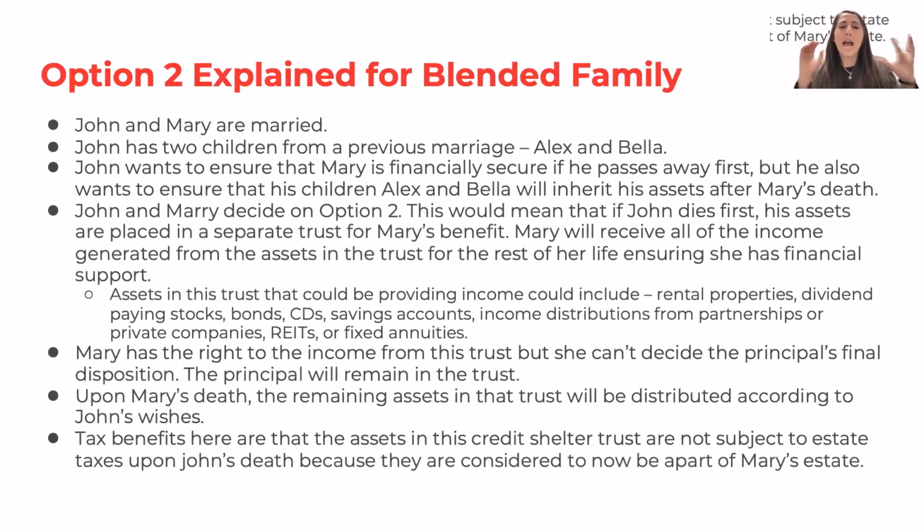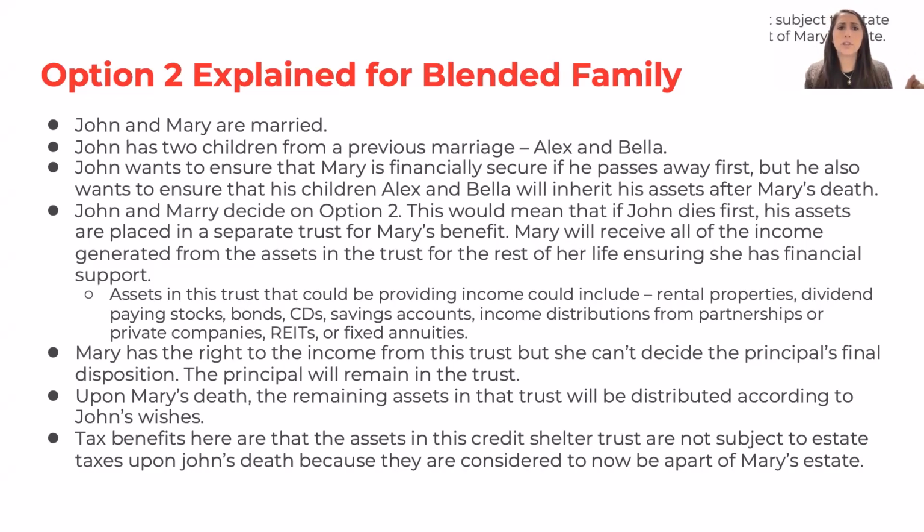So how this would work in a blended family situation, right? John and Mary are married. John has 2 children from a previous marriage, Alex and Bella. And John wants to make sure that Mary, his wife, is financially secure if he passes away first. But he also wants to ensure that his children, Alex and Bella, will inherit his assets after Mary dies. So they choose option number 2, which means that if John dies first, his assets are placed in a separate trust for Mary's benefit. Mary will receive all of the income generated from those assets in the trust for the rest of her life so that she has some financial support.